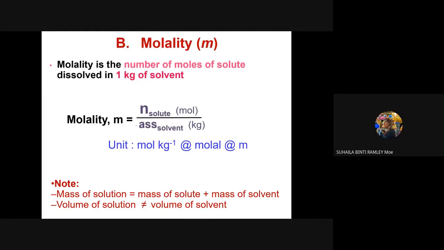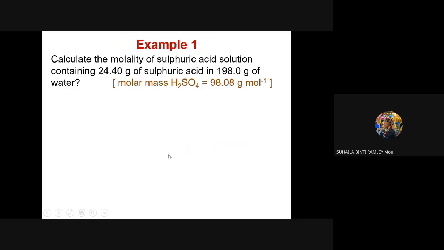Okay, next molality. Molality is the number of moles of solute over the mass of solvent in kg. So moles of solute over mass of solvent in kg, so the unit is mole per kg. So example 1, we have sulfuric acid. So sulfuric acid is what? Solvent, solution, or solute?